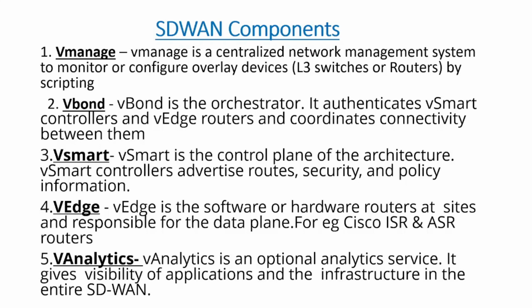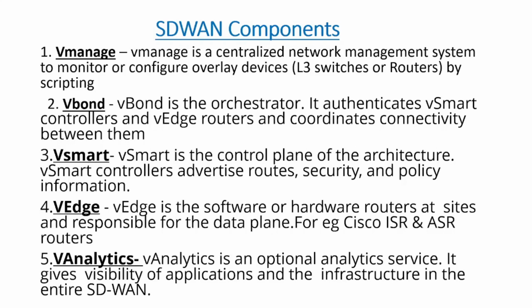Second is vBond. vBond is the orchestrating plane, or orchestrator. It is involved in authentication. It authenticates the vSmart controllers and vEdge routers, and coordinates connectivity between them. The vEdge routers are in the customer network, and the vSmart controllers are in the provider network. So it bridges the connection between the two, and it also helps in authentication.